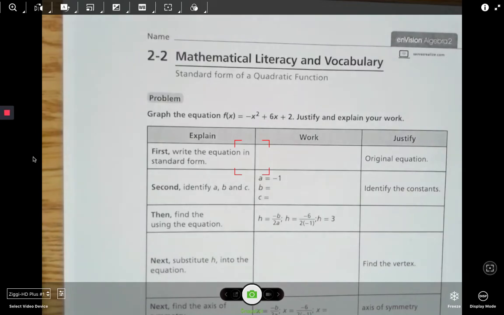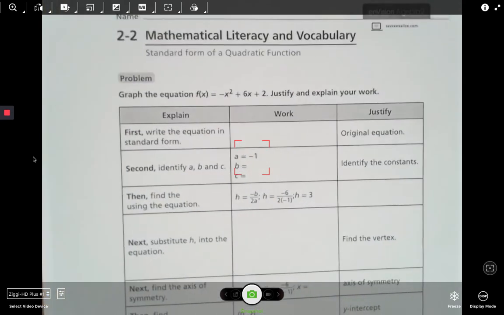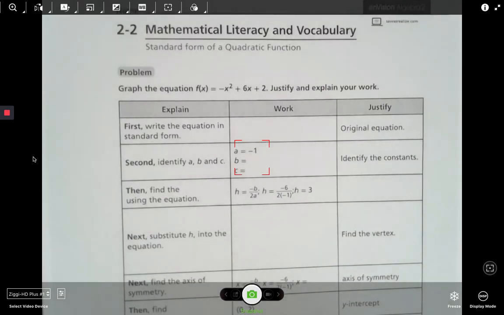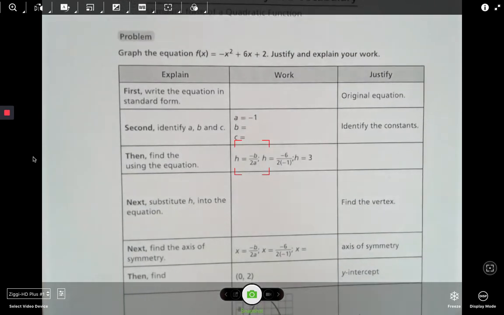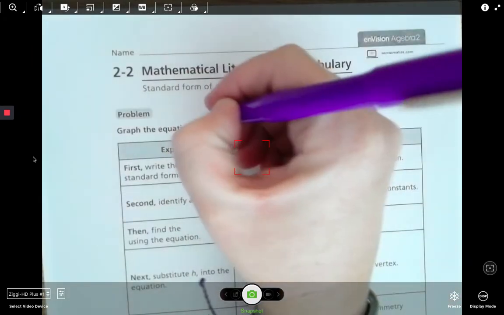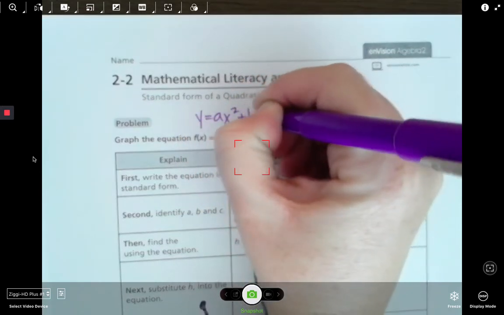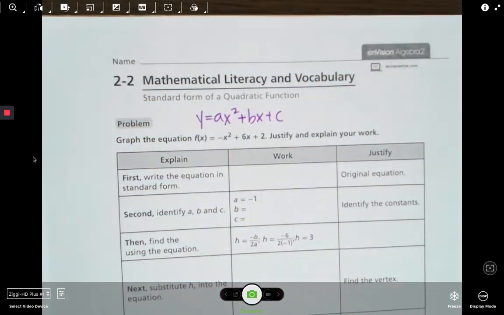Alright, so if they gave us a problem that said graph the equation f of x is equal to negative x squared plus 6x plus 2, and then justify and explain your work. So they just want us to explain why we are following the steps we are taking. First, we write the equation in standard form. Well, if you don't know, standard form is y is equal to ax squared plus bx plus c.